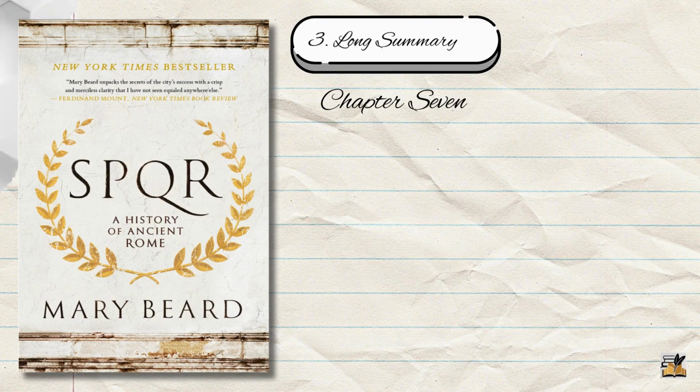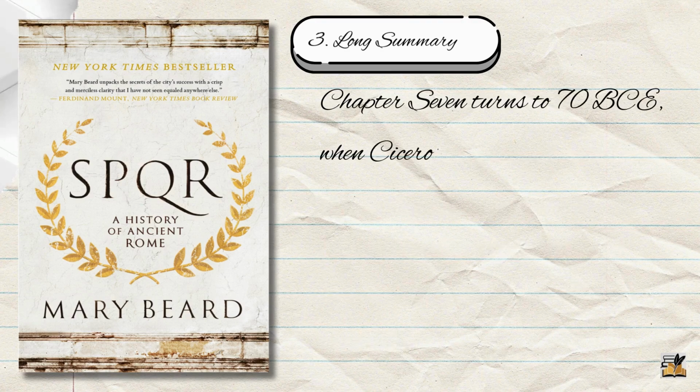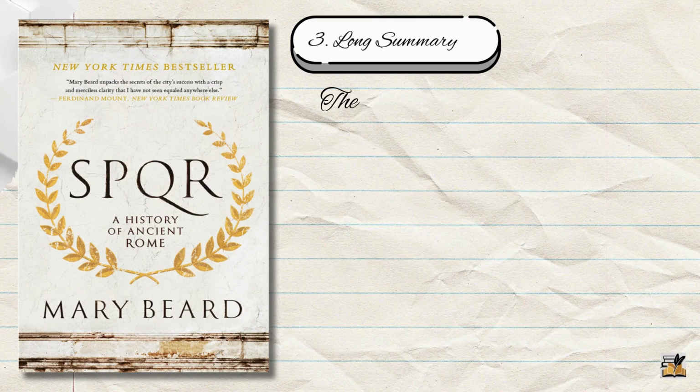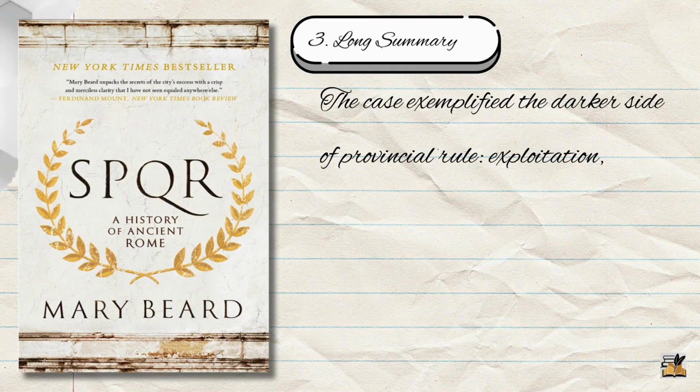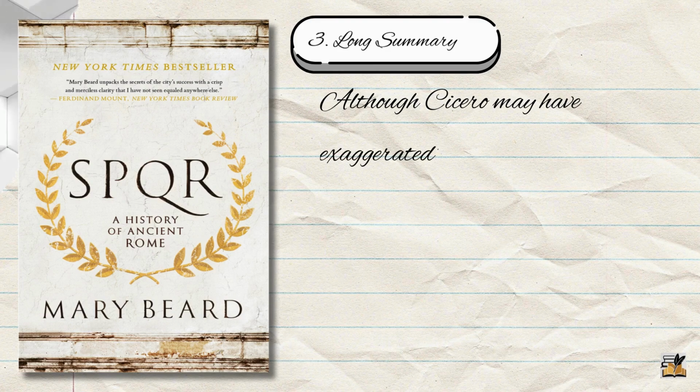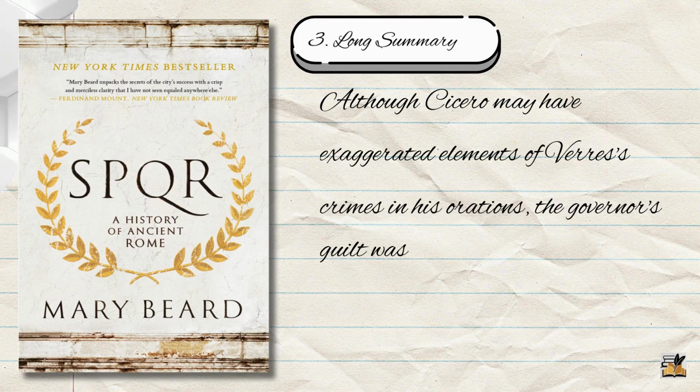Chapter 7 turns to 70 BCE, when Cicero prosecuted Gaius Verus for his scandalous governance of Sicily. The case exemplified the darker side of provincial rule: exploitation, corruption, and outright cruelty. Although Cicero may have exaggerated elements of Verus's crimes in his orations, the governor's guilt was never in serious doubt.